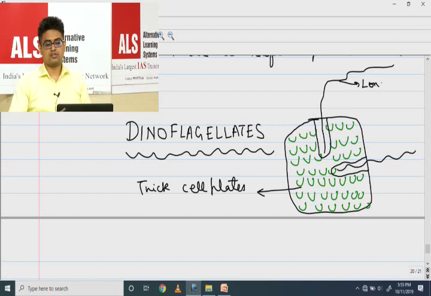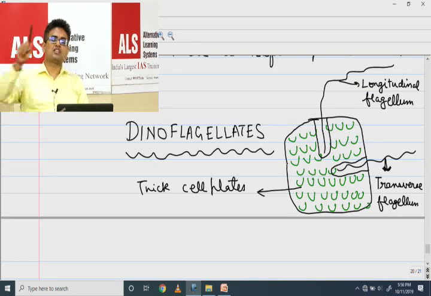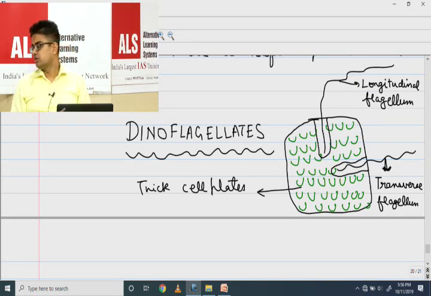Longitudinal or vertical flagellum, this is the transverse flagellum. This is the transverse groove. Each flagellum is kept inside its own separate groove.